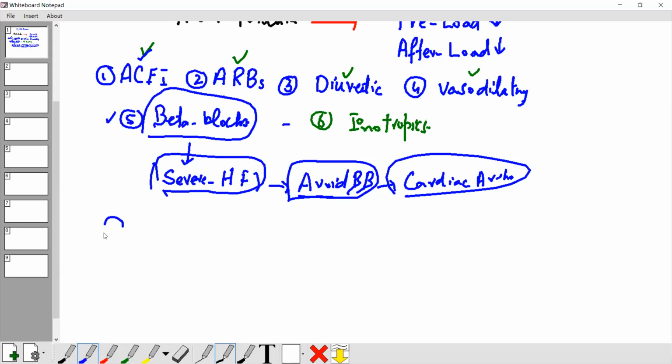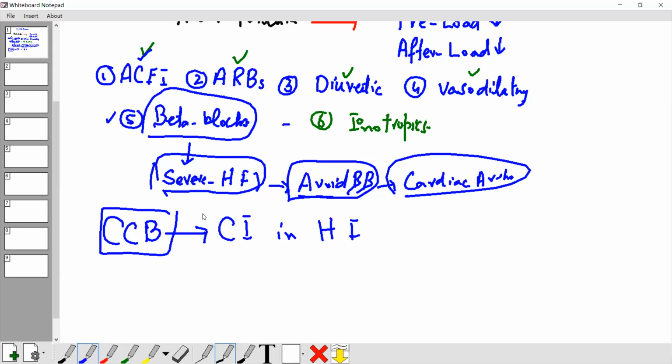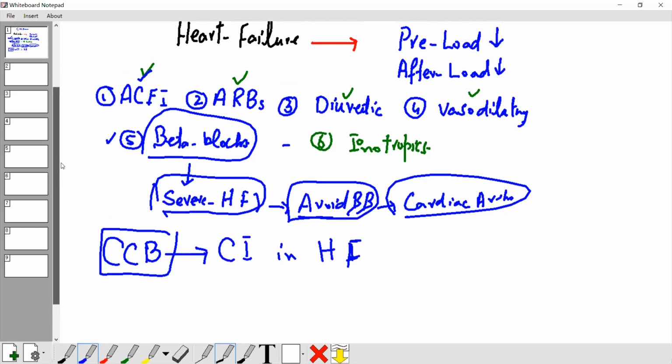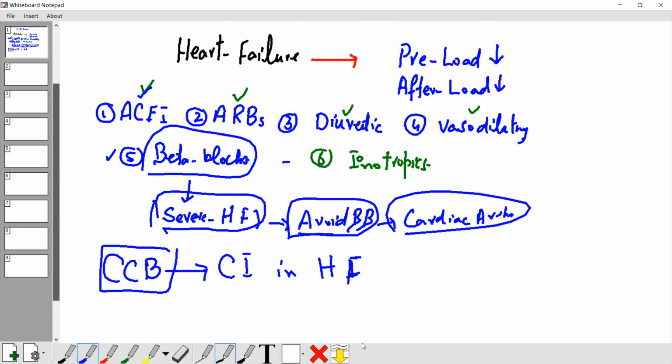Another thing, the calcium channel blocker. Calcium channel blockers are contraindicated in heart failure. You can see I am not writing calcium channel blocker anywhere here. So calcium channel blockers are contraindicated in heart failure. Understand?